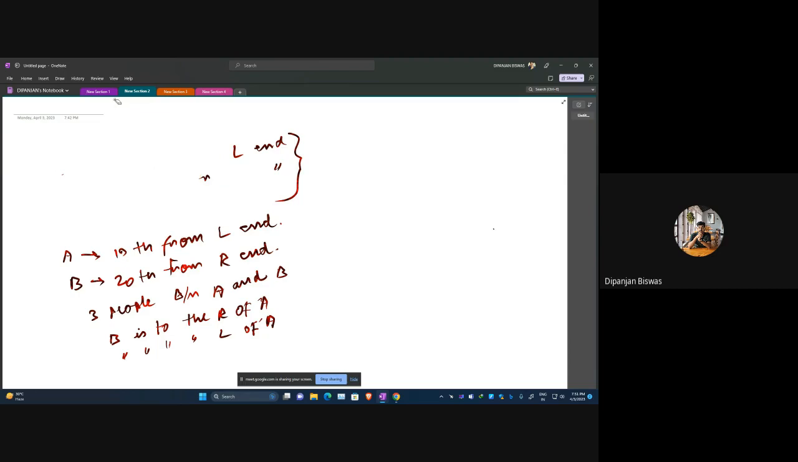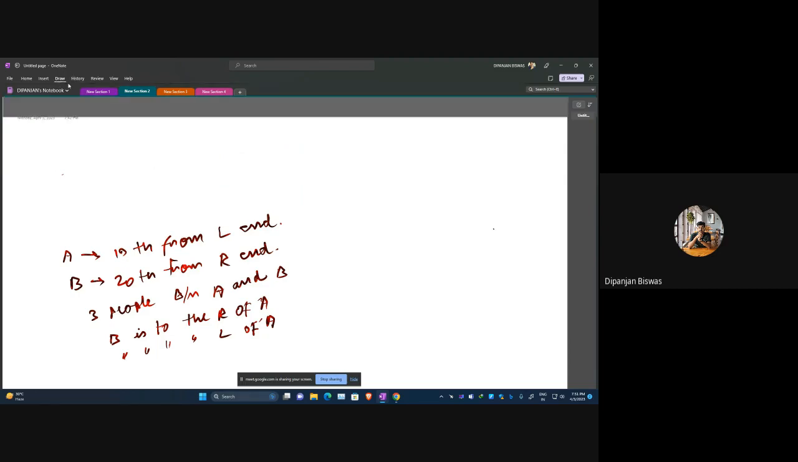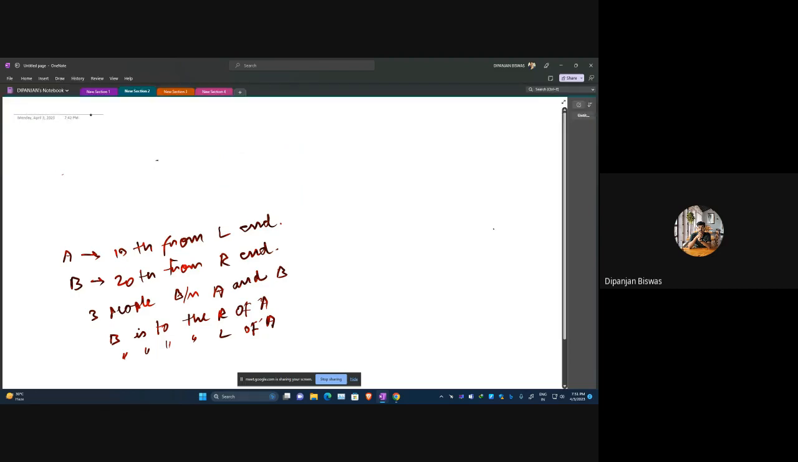Moving to our next question. Again, in all this question, it will be asked that how many people are sitting in the row. So I'm not repeating the question again and again. So in this problem, there are two persons. It has been said that A is 19th from the left end and B is 20th from the right end. Three people are sitting between A and B. Take these three statements and the question can be formed in two ways, like B is to the right of A and B is to the left of A.